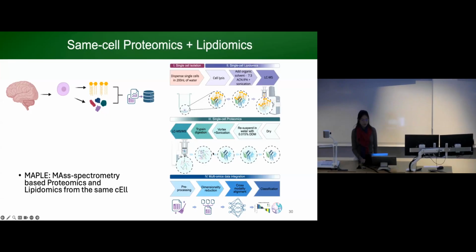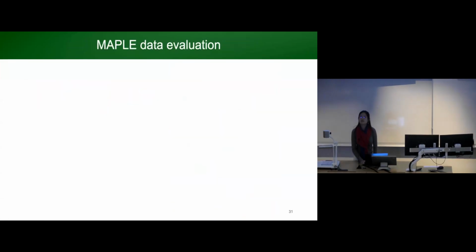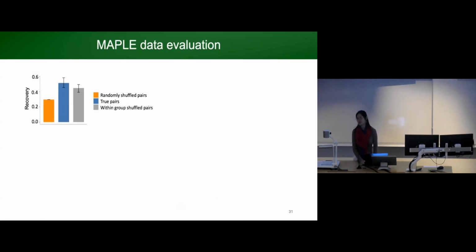Then after that, we do computational integration. So this is what I call the most important QC data. The y-axis here shows the recovery of protein-lipid interaction. The middle one is the true same cell lipid-protein pair. And then the gray one is when we are trying to mimic protein from one cell, lipid from a different cell. And we're seeing a general decrease in the percent recovery when you don't have those two omics from the same cell, which proves that doing same cell multi-omics is actually important.